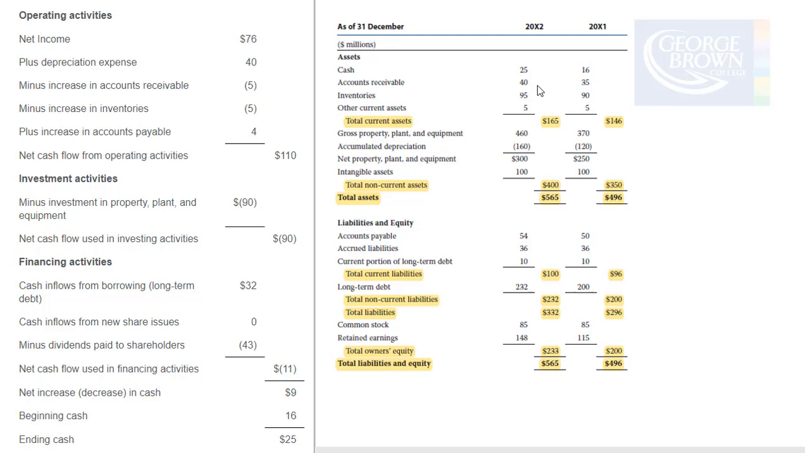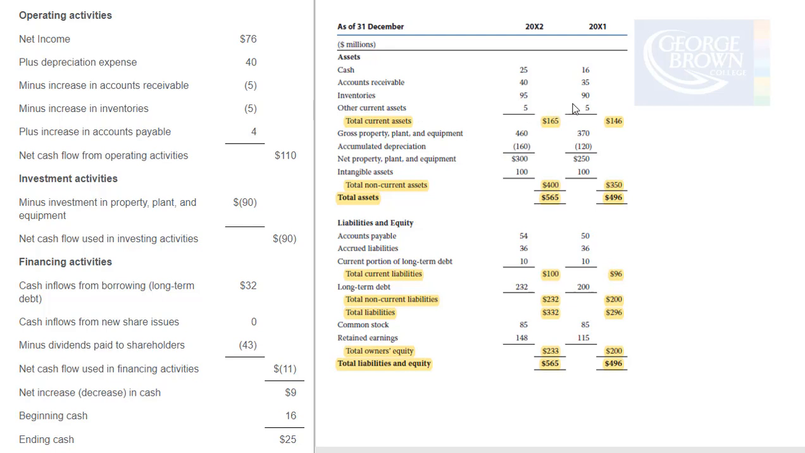We had sales, but we didn't collect the cash. Our accounts receivable have increased, so that's a use of cash, and that's why that's a negative number right there. So 76 net income plus the depreciation expense minus the increase in accounts receivable. If accounts receivable went down, that would be a positive number, okay?